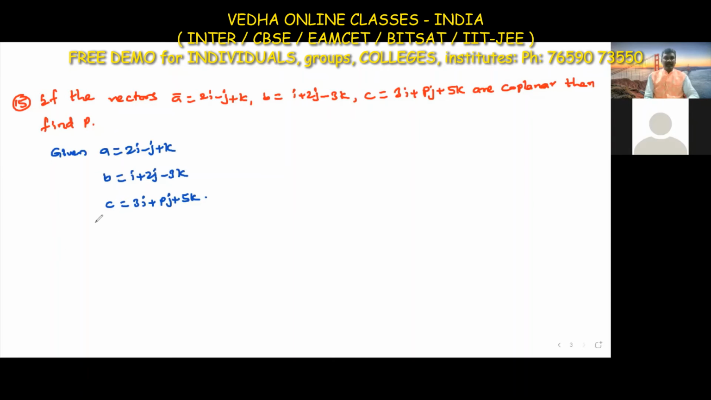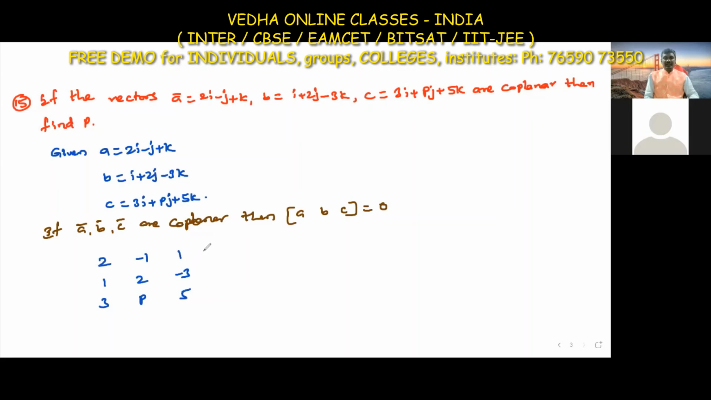If A, B, C are coplanar, then the box product of A, B, C is equal to 0. This is the formula here. So that means we have to take the coefficients: i coefficient, j coefficient, k coefficient of each vector. The determinant of that is equal to 0. Now expand it.